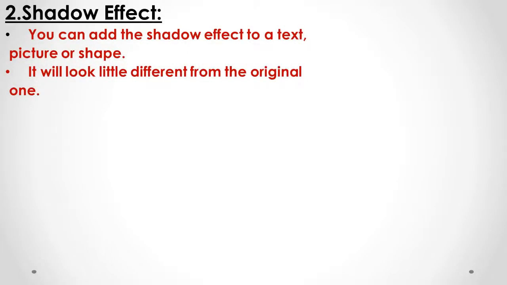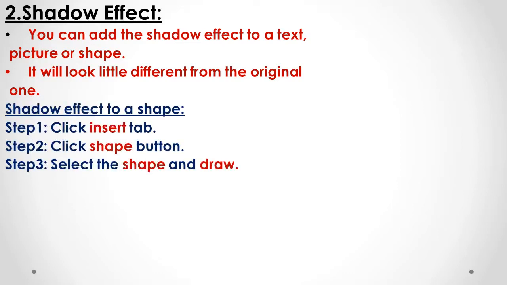Second type of effect is shadow effect. You can give a shadow effect to a text or to a picture or to a shape. It will look a little different. Not full changes will be there. It will look a little different from the original one. How to give a shadow effect? We need to follow some steps.